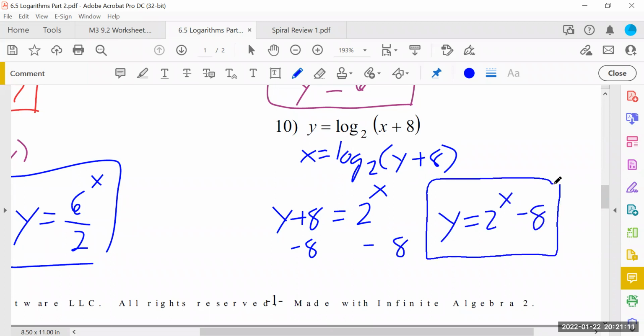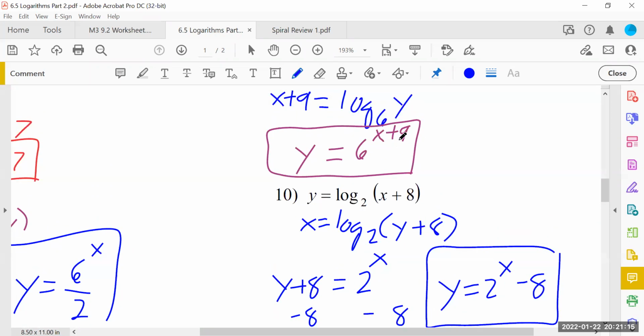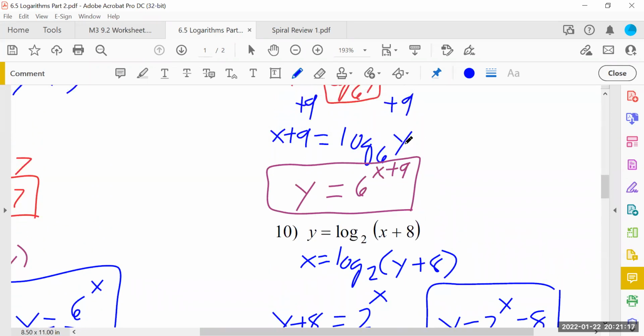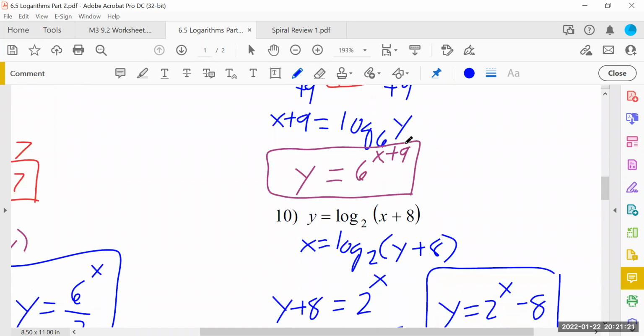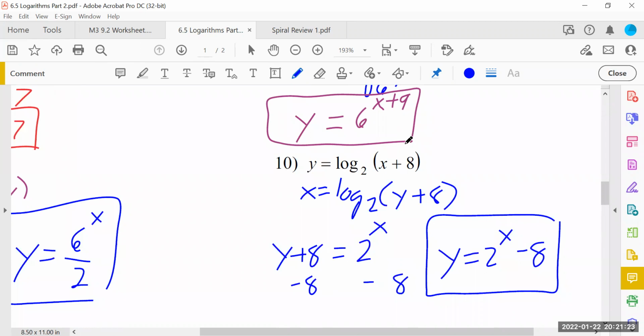So again, notice how this minus 8 is not in the exponent, whereas this plus 9 was, because the parentheses here are changing what order things happen in the original equation. And so that's going to change what order things happen in the inverse equation as well.